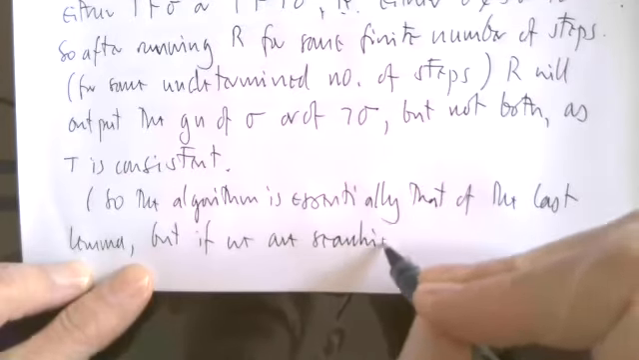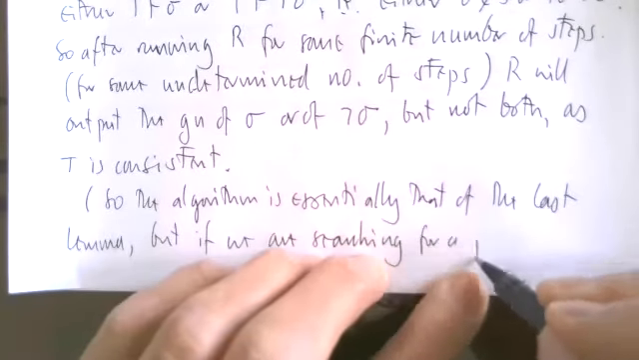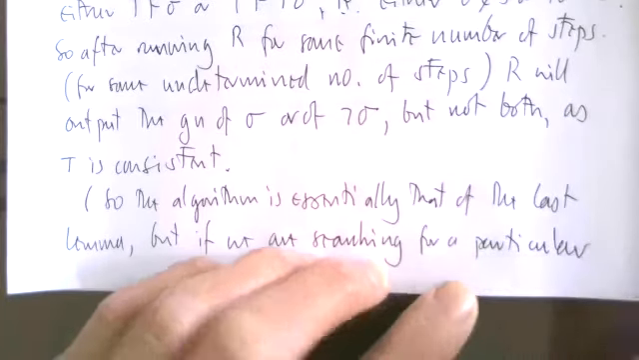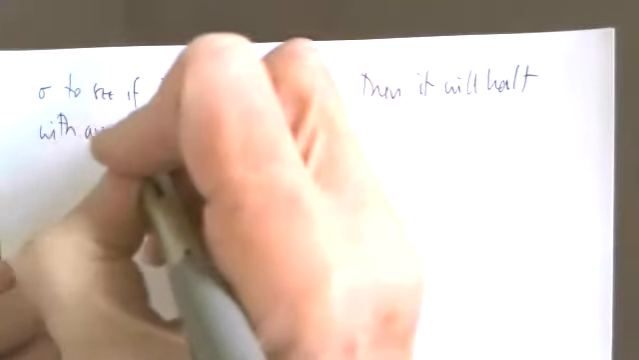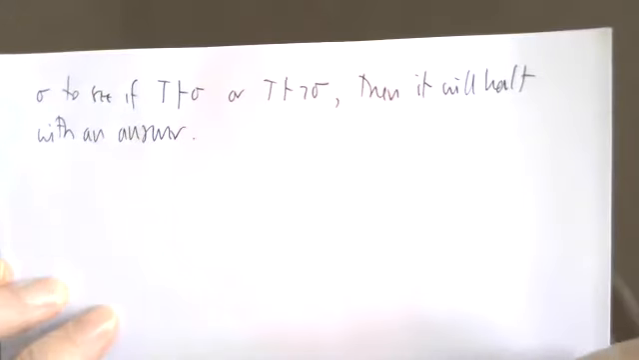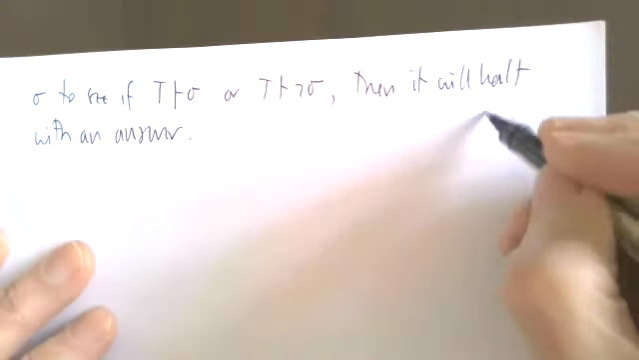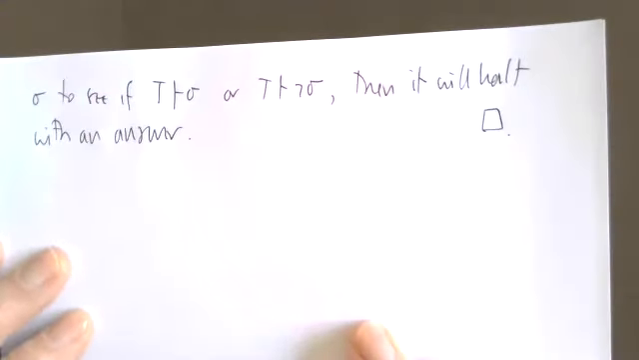So if we're searching for a particular sigma, to see if T proves sigma or T proves not sigma, then it will halt. This is the difference. So QED there.